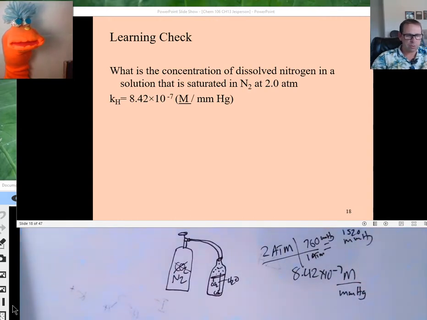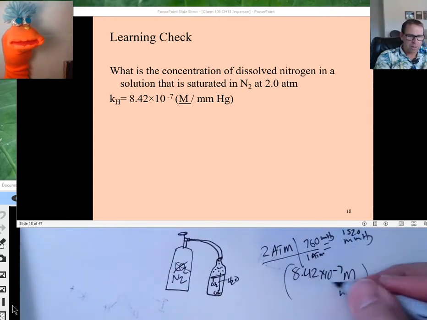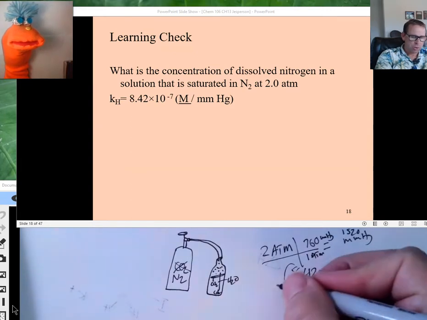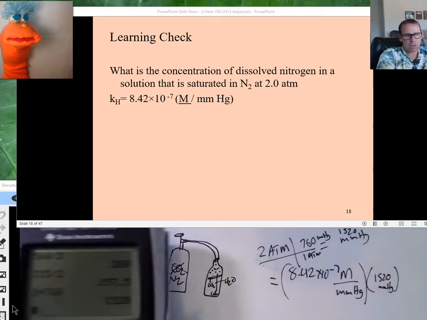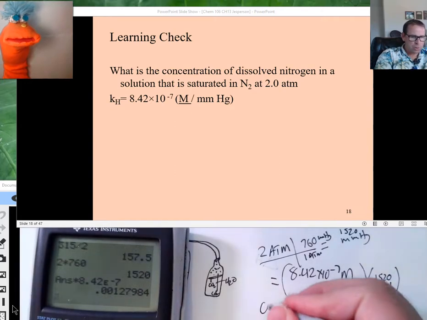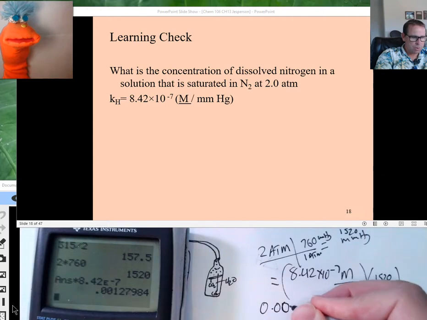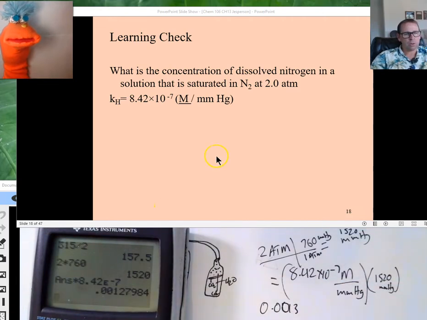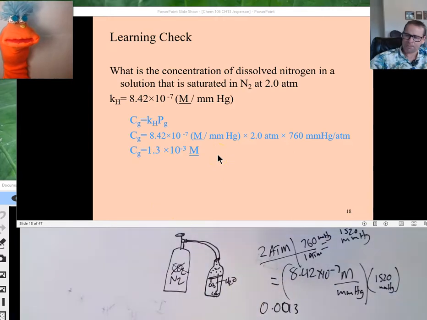So I have 1520 millimeters of mercury. This is how much molar I'm going to get for every millimeter of mercury. So 1520 times that, which is how many millimeters of mercury I have here, should give me my concentration in molarity of my nitrogen gas, 8.42 times 10 to the minus 7. Okay, so 0.0013 molar of nitrogen gas in my solution there.